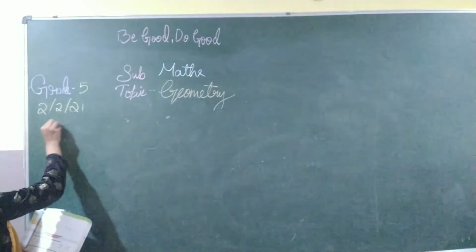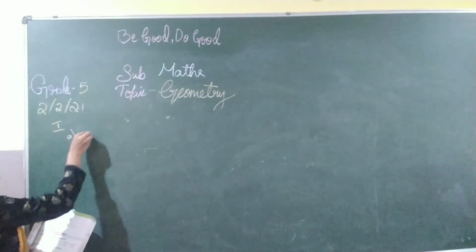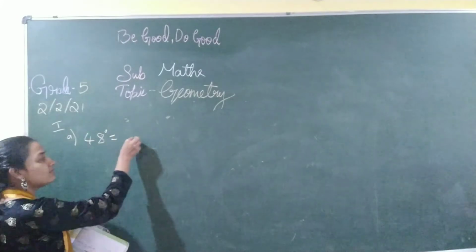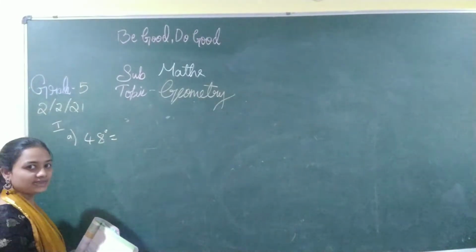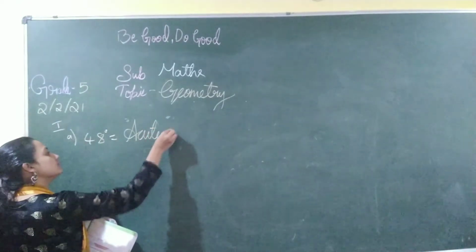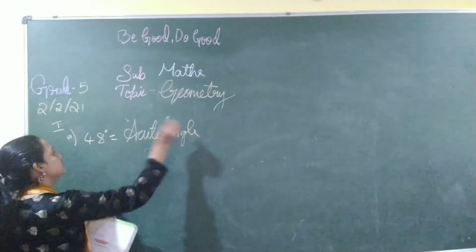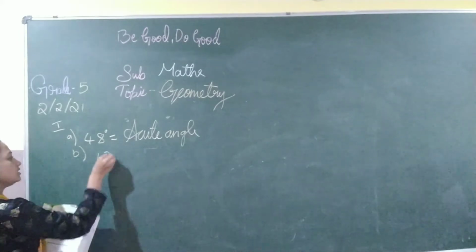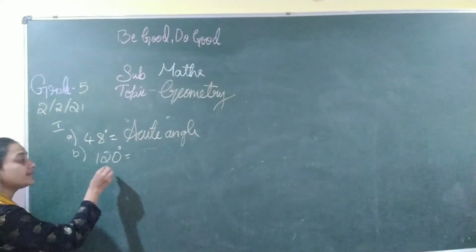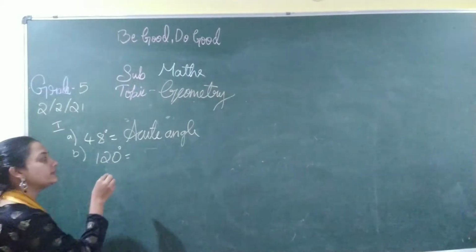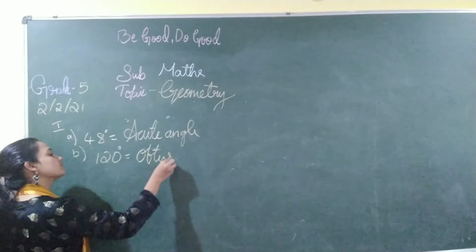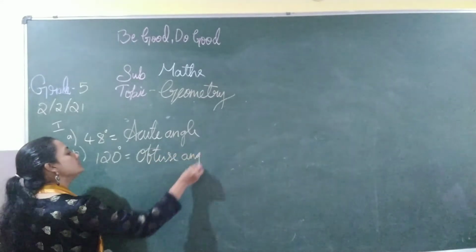So let's see now. First one is 48 degrees. So it is less than 90. Then what type of angle is this? Less than 90? It is an acute angle. B is 120 degrees. So it is more than 90, but it is less than 180. So it is an obtuse angle.